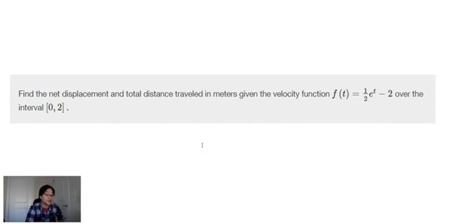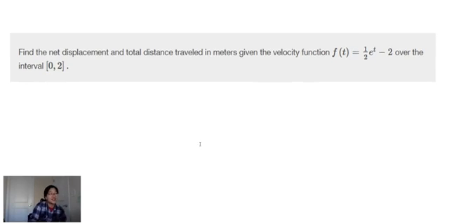Which is why I think this book is maybe the only one that actually gives it a different name. You don't have to call it the net change theorem. I don't think that's a regular thing, but it's cool if you want to. It's totally fine. So, find the net displacement and total distance traveled in meters, given the velocity function is f of t equals 1/2 e to the t minus 2 over the interval from 0 to 2.